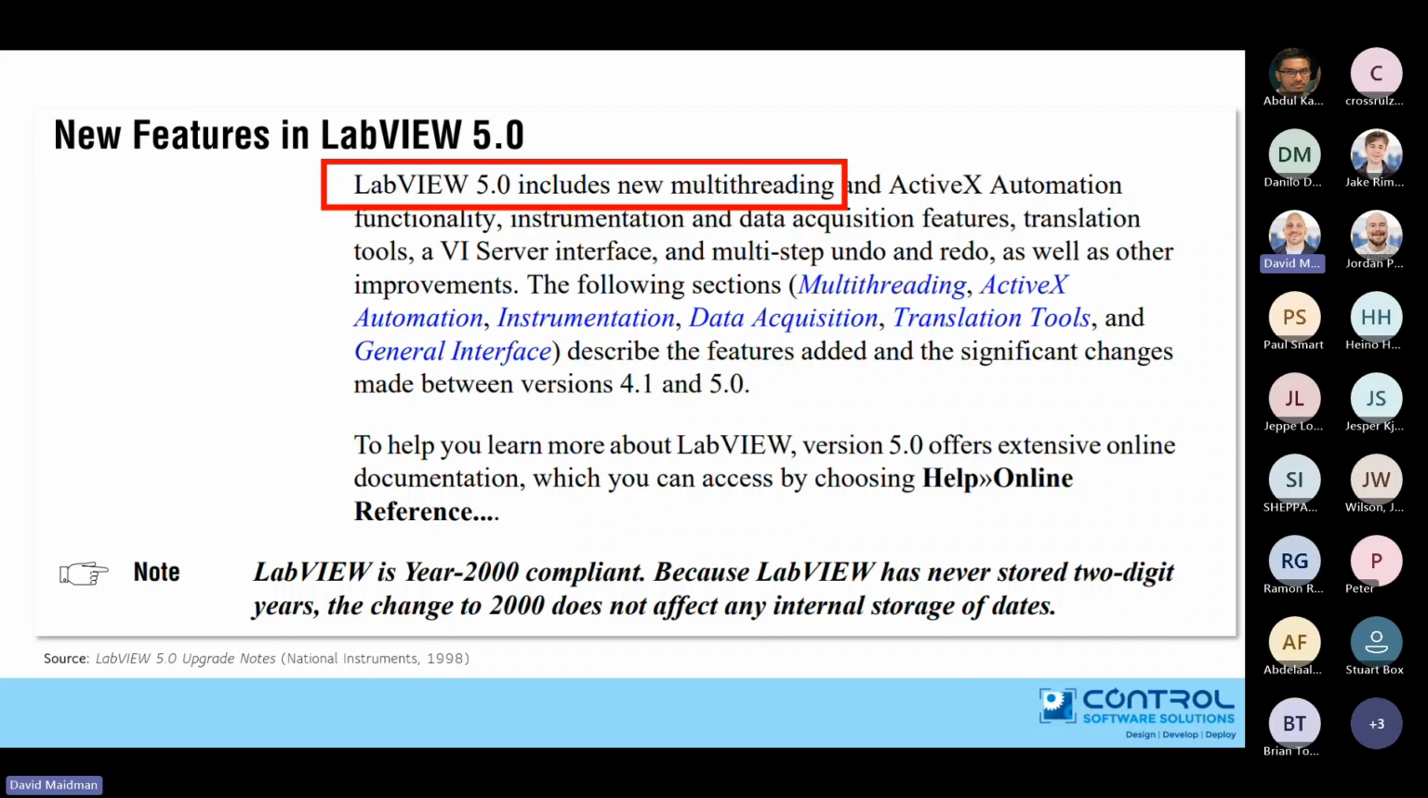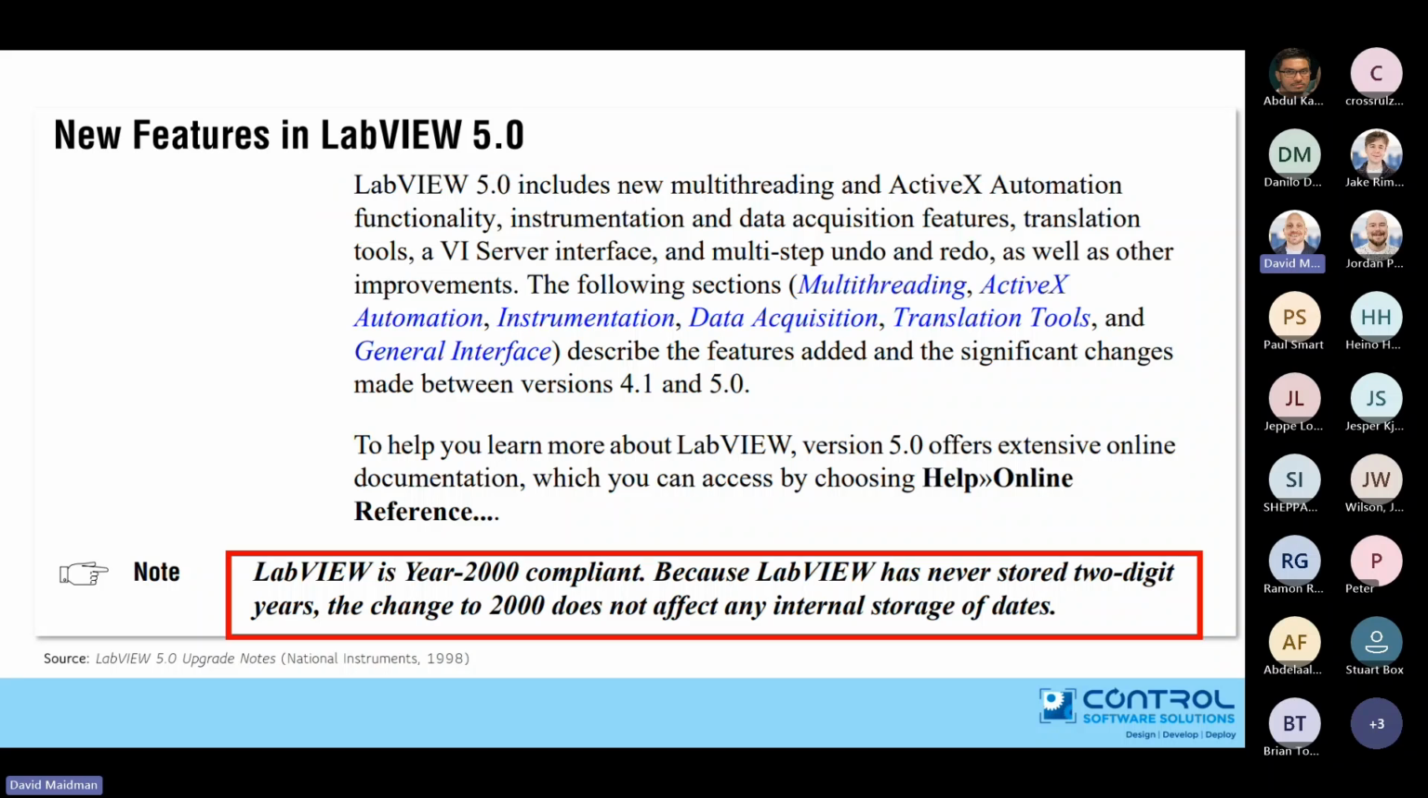I found this quite funny myself, but I thought it was good to put it in the context of what things were like back in 1998. We've also got a comment here stating that LabVIEW is year 2000 compliant. So in 1998, we were all worried about the millennium bug, and it was very different to the kind of computers that we take for granted now.